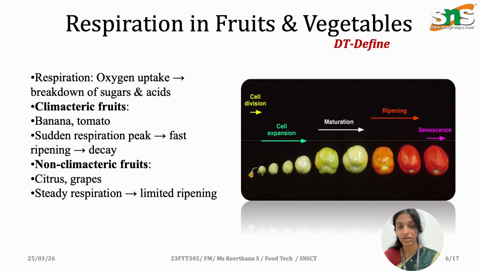As you can see in the image, right from cell division till senescence, each stage is given in a beautiful pictorial representation. Respiration is basically the breakdown of sugars with the help of oxygen. Climacteric fruits like banana and tomato show sudden respiration peaks. Rapid ripening occurs. As a result, spoilage happens at a faster rate. In case of non-climacteric fruits like grape or citrus, slow respiration occurs, which results in a longer shelf life. This is why bananas spoil faster than apples.